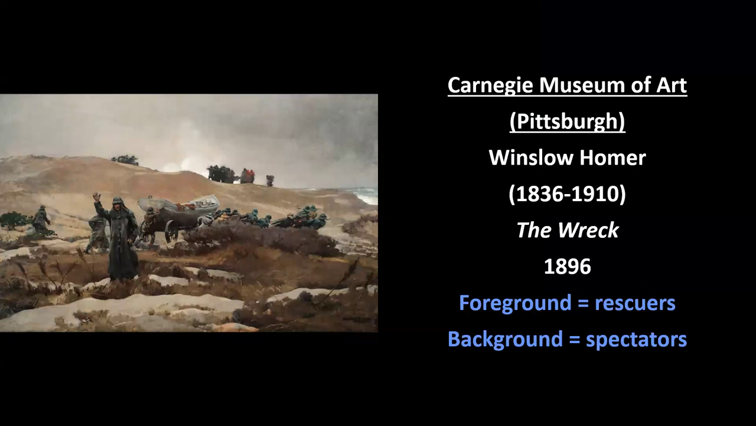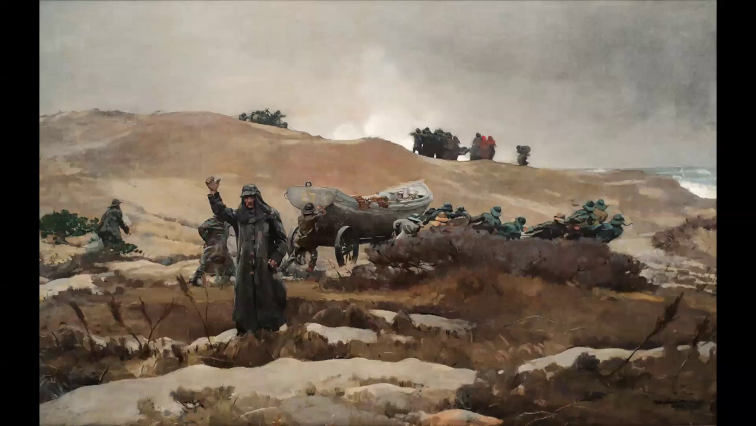Oh, that's interesting. Let's see. This is at the Carnegie Museum of Art in Pittsburgh, called The Wreck from 1896. So in the foreground, you have these rescuers, and in the background, there's some spectators. So there's probably been a wreck near the shore, and they're going out to see if they can rescue the people.